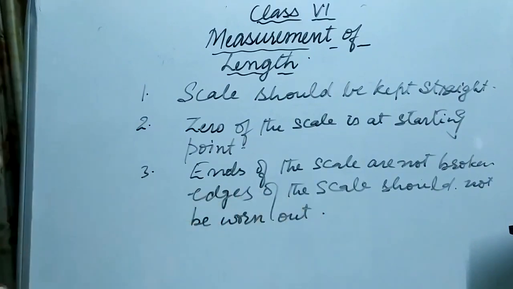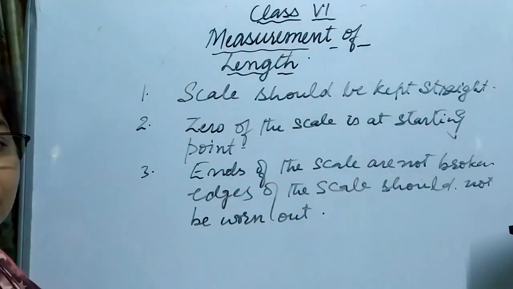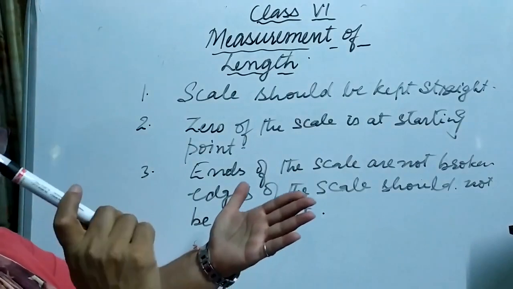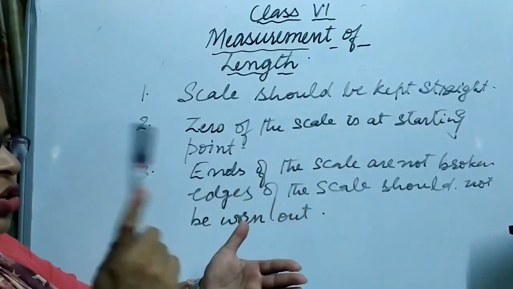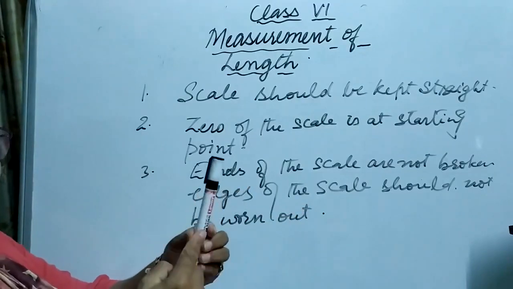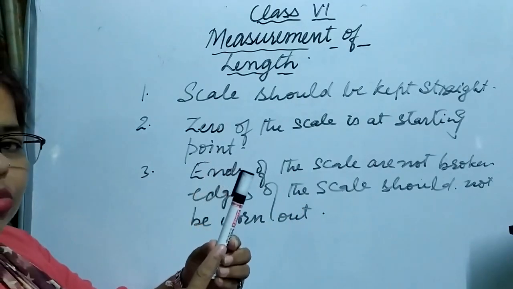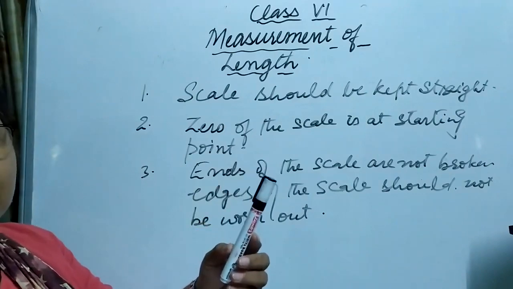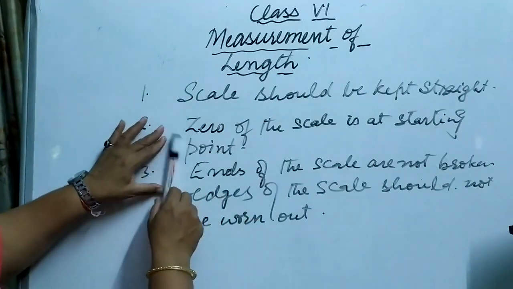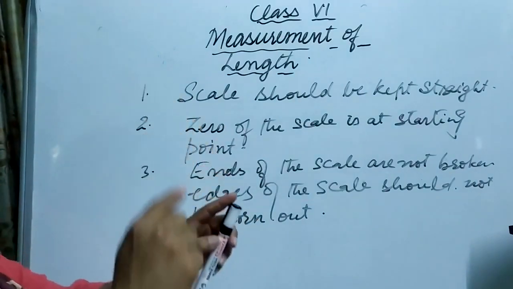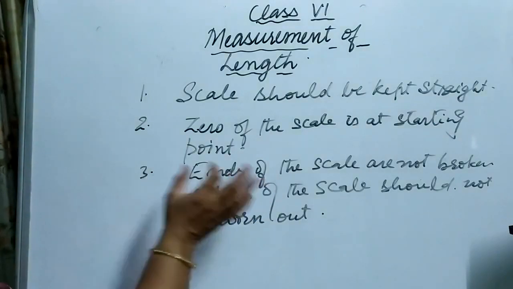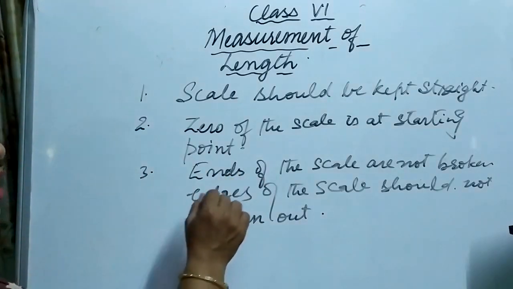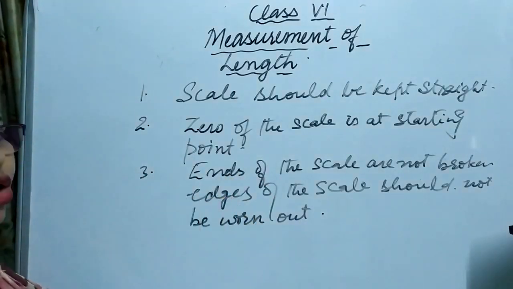What do you mean by this? See, you are small kids. What you keep on doing? You take the scale and keep on hitting it like this on the desk, bench or something like that. So what happens? The edges of the scale become worn out. They become a little bit distorted. So when you are going to measure or draw a line, it will come in a very zigzag manner. Fine. So if the ends of the scale are broken or edges of the scale are worn out, then what can happen?